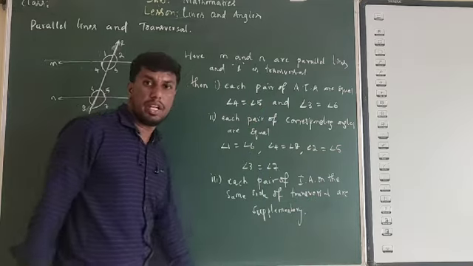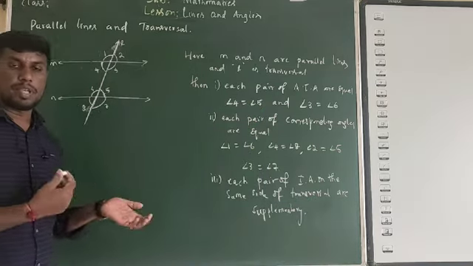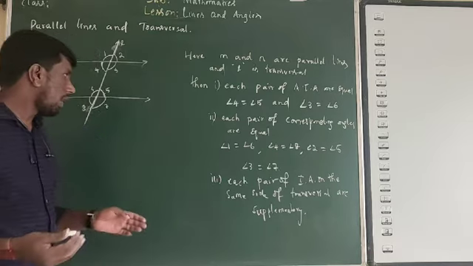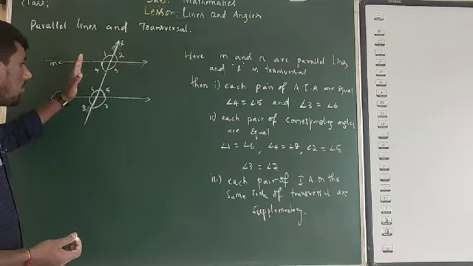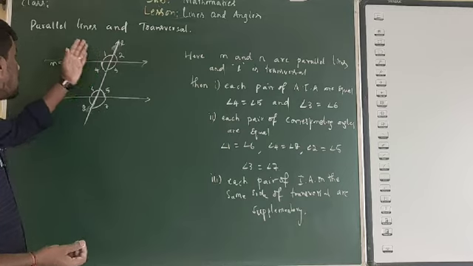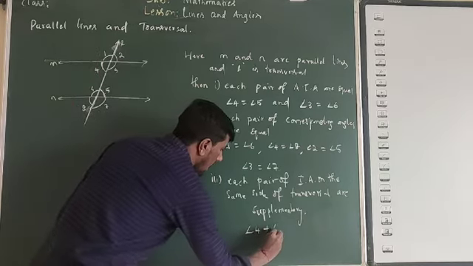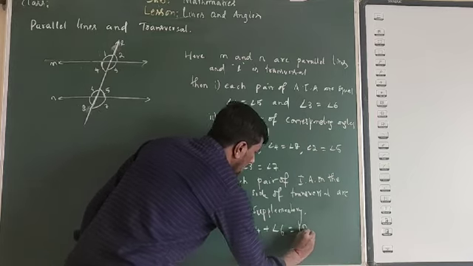What do you mean by supplementary? The sum of those two angles is equal to 180 degrees. Okay. Each pair of interior angles on the same side of the transversal, angle 4 and 6. Angle 4 plus angle 6 is equal to 180 degrees.